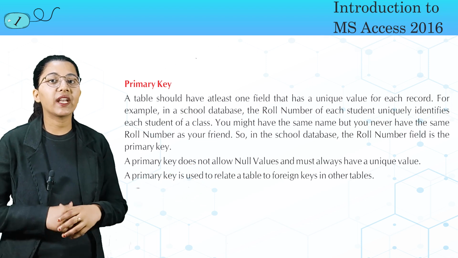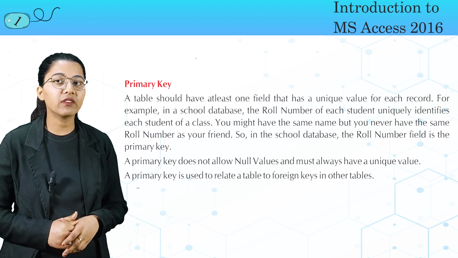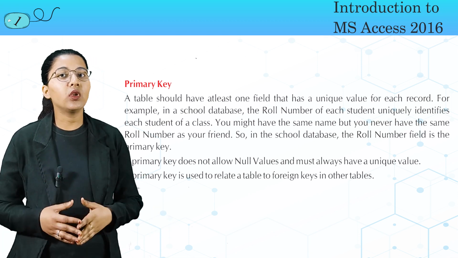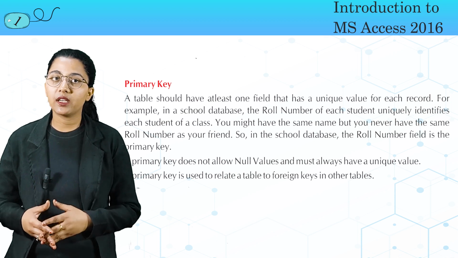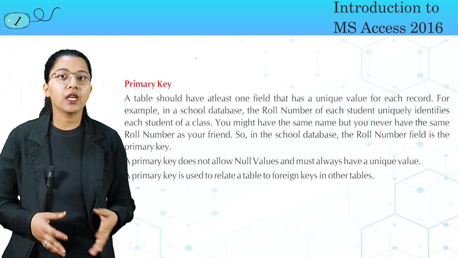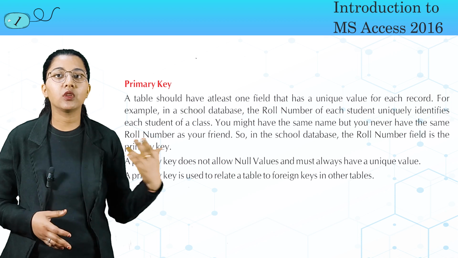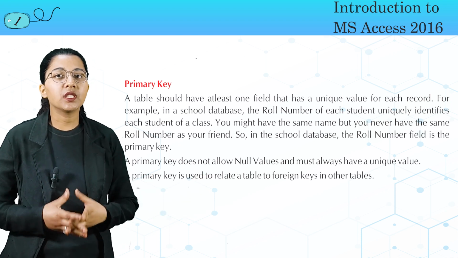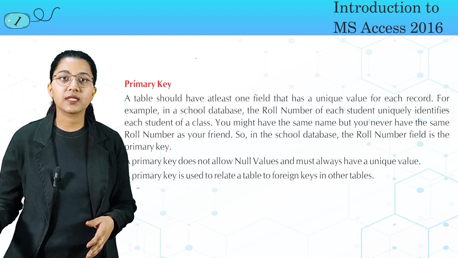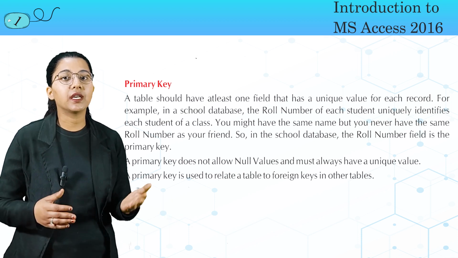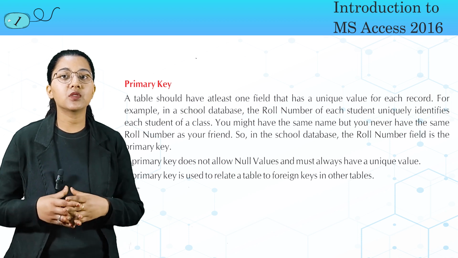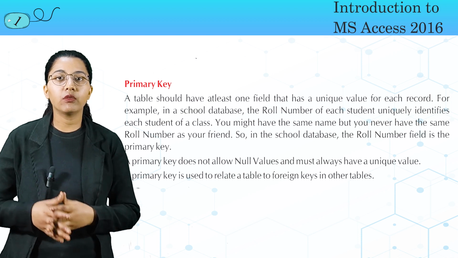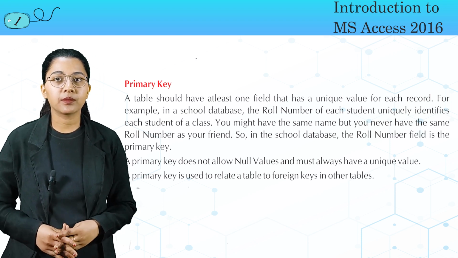Now our next topic is primary key. A table should have at least one field that has a unique value for each record. For example, in a school database, the roll number of each student uniquely identifies each student of a class. You might have the same name, but you never have the same roll number as your friend. So, in the school database, the roll number field is the primary key. A primary key does not allow a null value and must always have a unique value. A primary key is used to relate a table to a foreign key in the other table.